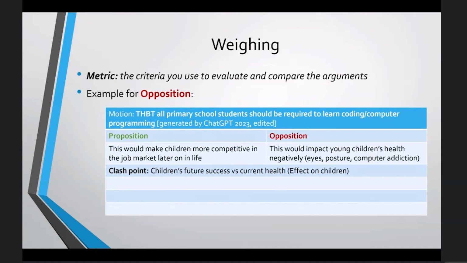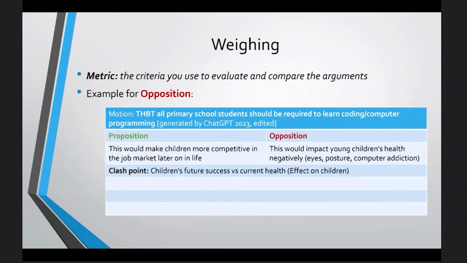Ellie, you can also say what you came up with. The metric I would use is probably probability, because it is much more likely for young children to have a bad posture or computer addiction than to succeed in life. Because the motion says that all primary school students are going to be required to do that, but that doesn't necessarily mean that all of them are going to succeed in that field, which weights the point on the opposition. Yep, exactly. Good point. Good thinking.